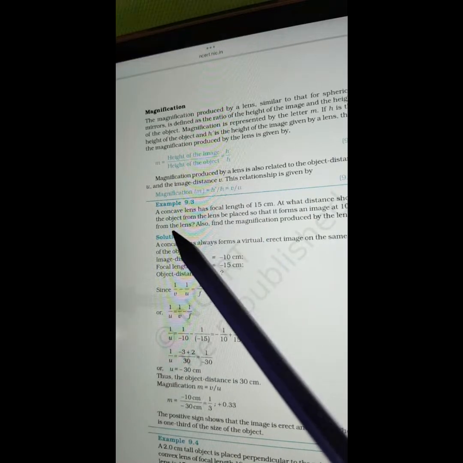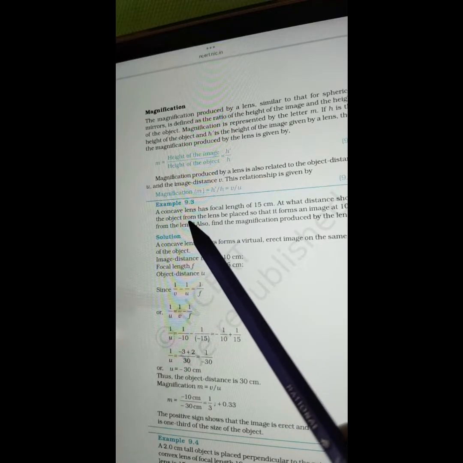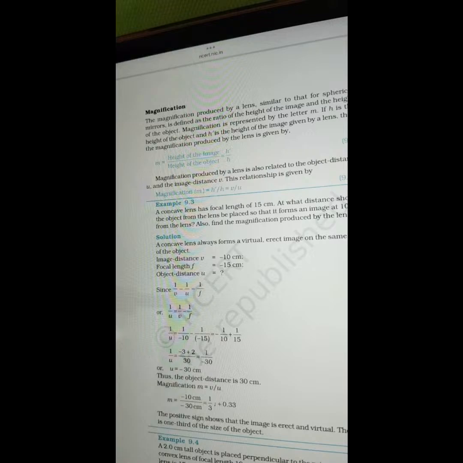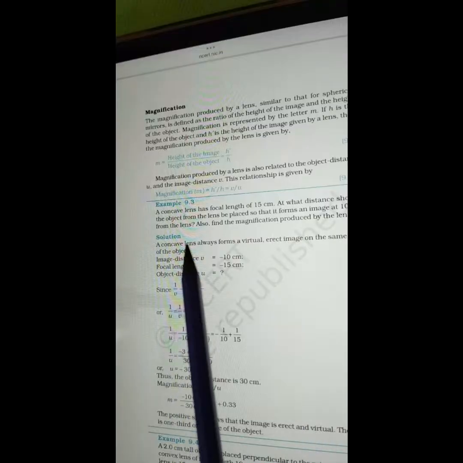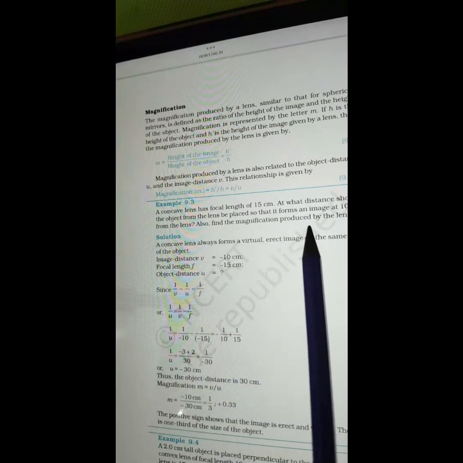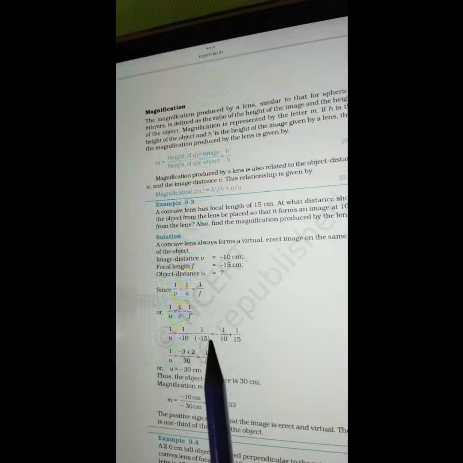So this example, I am reading it out. Example 9.3. A concave lens has a focal length of 15 centimeter. At what distance should the object from the lens be placed so that it forms an image at 10 centimeter from the lens? Also find the magnification produced by the lens. So you need to calculate u here, and thereby you will be calculating the magnification.